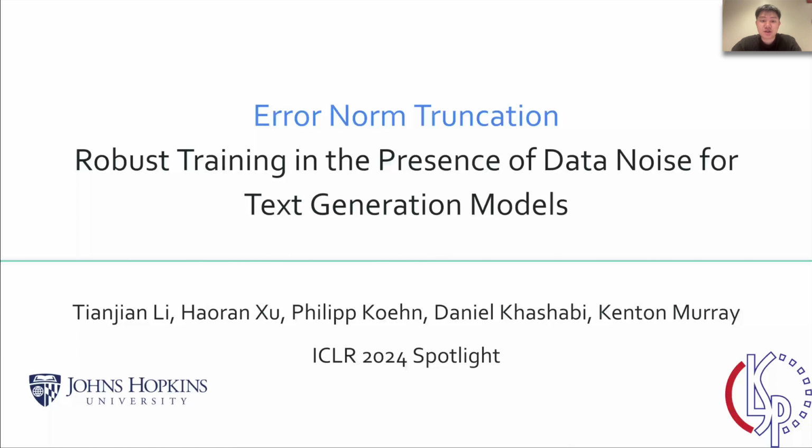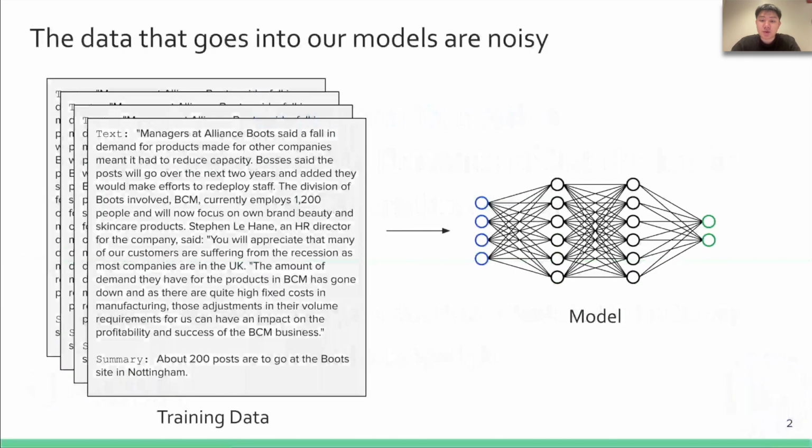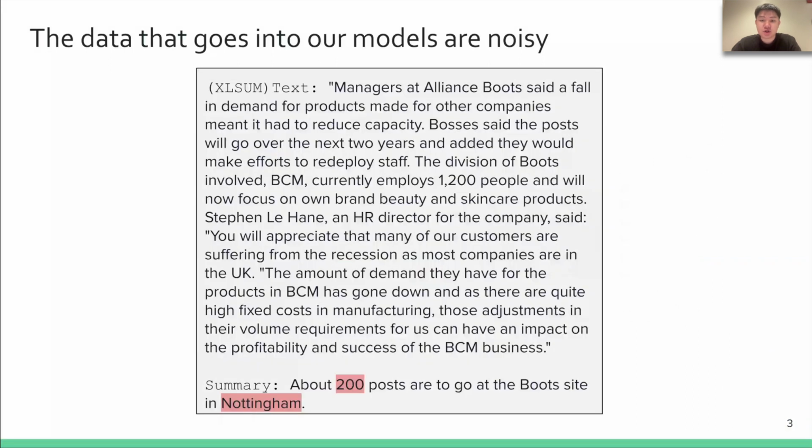Today I will be presenting our work Error Norm Truncation, which is about locating and removing data errors for training language models. Here is a common pipeline of our model training. We feed the vast amount of data we have into a neural network. If we zoom into our training data, we can see that there are some errors.